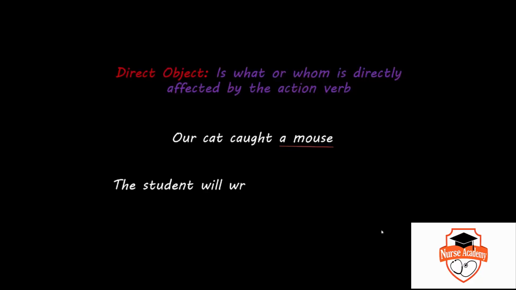Next, let's talk about a direct object. And a direct object is what or whom is directly affected by the action verb. A couple examples would be, our cat caught a mouse. What did our cat catch? It caught a mouse. So the mouse is the direct object. Next we could say, the student will write the paper tomorrow. In this instance, what will the student write? The student will write the paper. So the paper is the direct object.